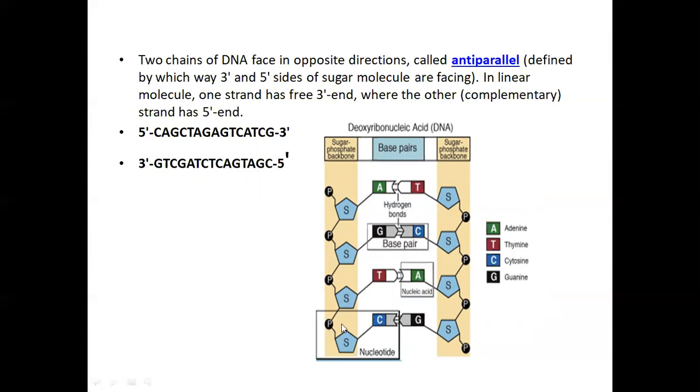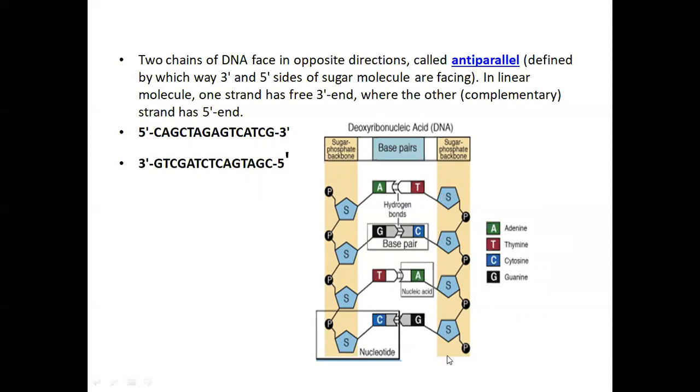If you observe this polynucleotide chain, this is having free phosphate group at 5' end, and the last one should have 3' free hydroxyl group, and its complementary strand should be in anti-parallel direction. That means if here phosphate group is free, definitely it should have free 3' hydroxyl. Here it is having free 3' hydroxyl. Definitely its complementary strand should have free 5' phosphate.